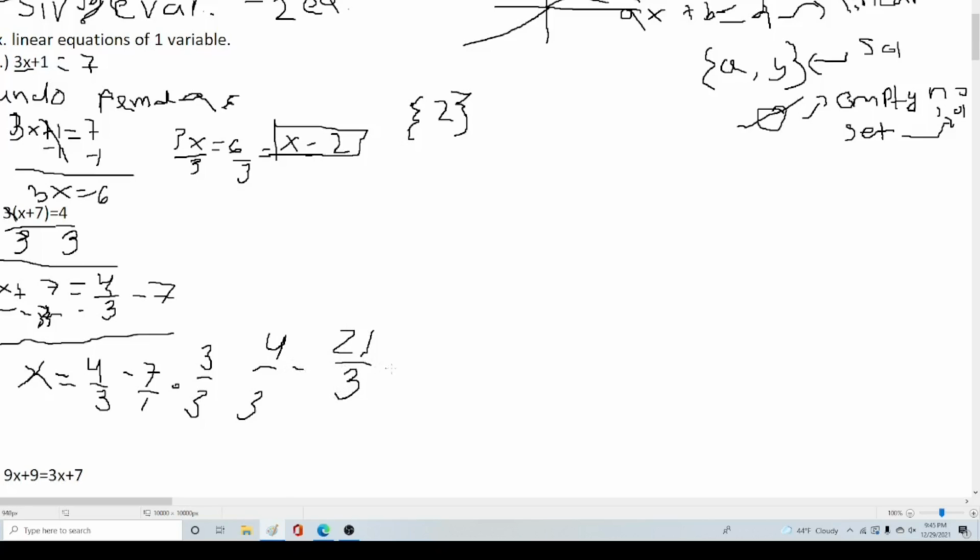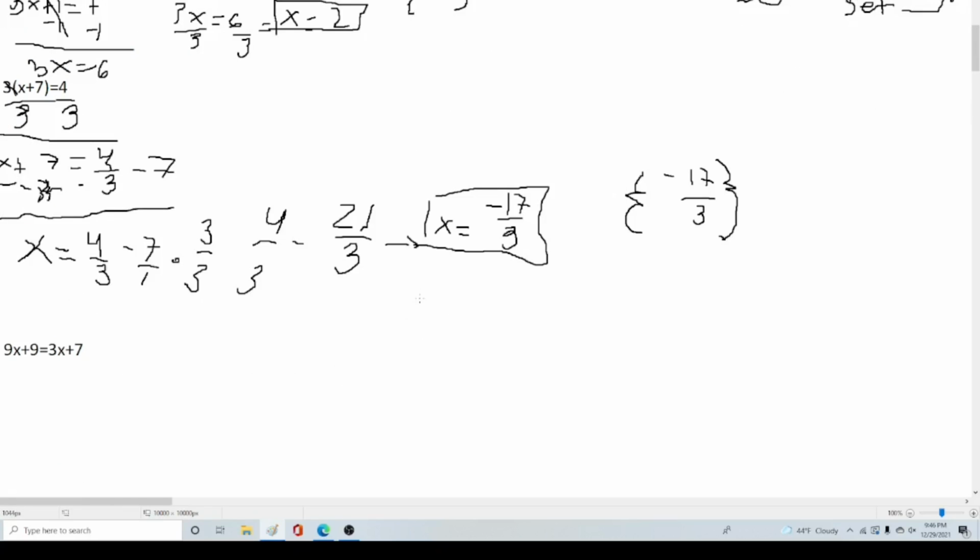And so simplifying this down now, we get x is going to be equal to minus 17 over 3, right, in set notation, which is going to be more helpful in the long run, in my opinion, at least. 17 over 3. So let's do one last example.